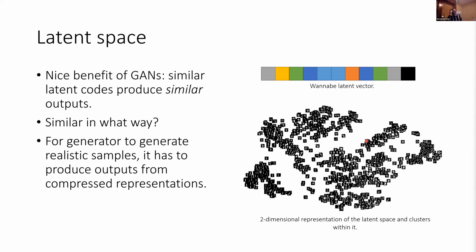Okay, now I want to say a few words about latent space, which is a very nice property of generative adversarial networks. Nice in the sense that similar latent codes produce similar outputs. And this is like a very wannabe latent vector. And this latent vector represents a point in the latent space. So every time you sample these points, if you sample 2 points that are close together, for example in terms of Euclidean distance, they are bound to produce similar results.